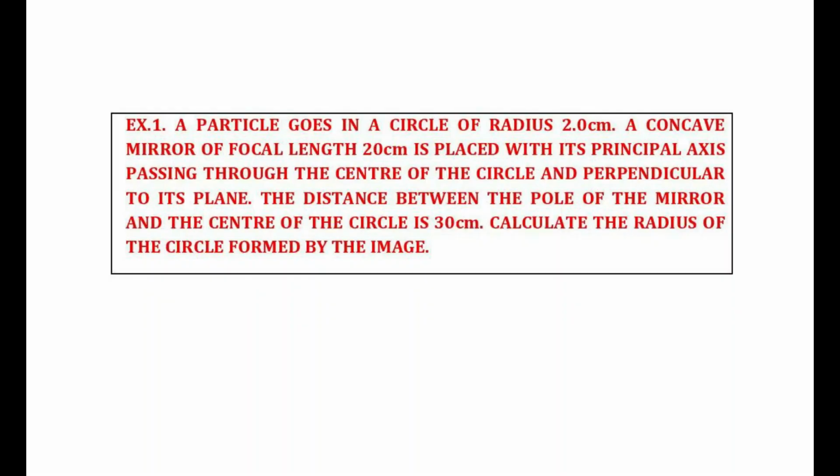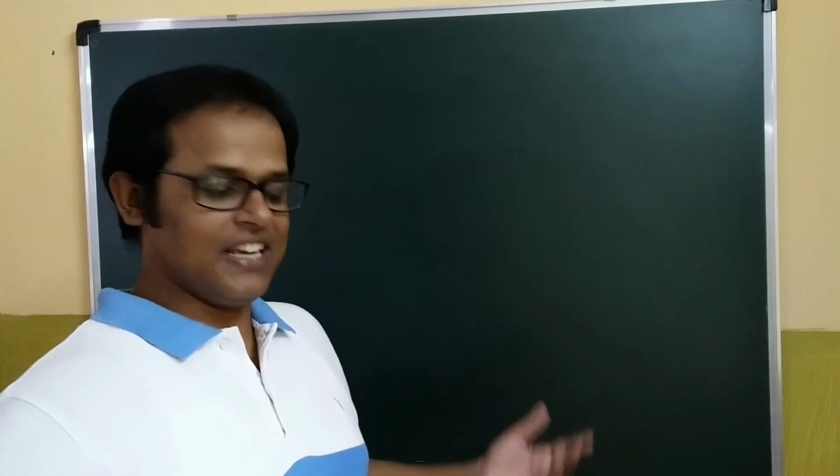Here comes question number 1. A particle goes in a circle of radius 2 centimeters. A concave mirror of focal length 20 centimeters is placed with its principal axis passing through the center of the circle and perpendicular to its plane. The distance between the pole of the mirror and the center of the circle is 30 centimeters. So we have to calculate the radius of the circle formed by the image. So that is the question, guys. So let us get started.